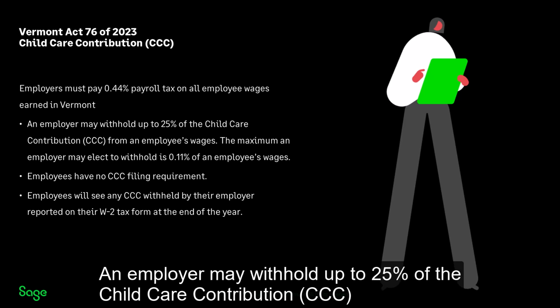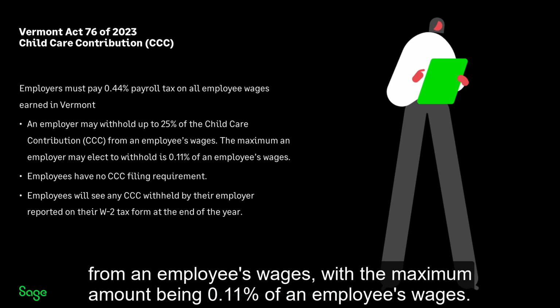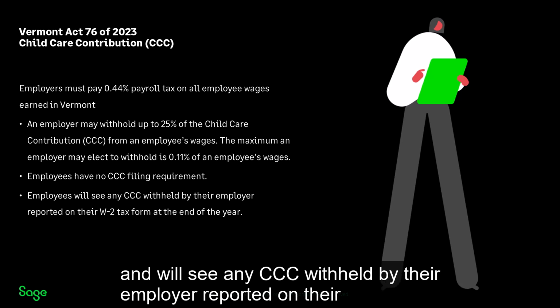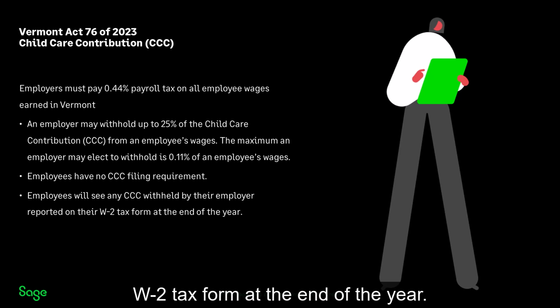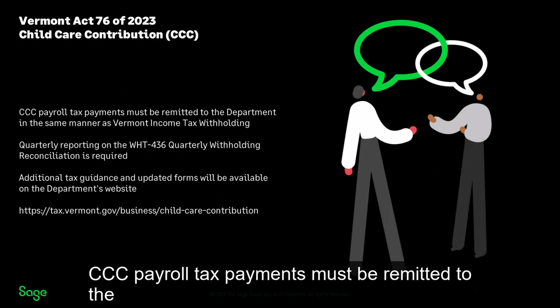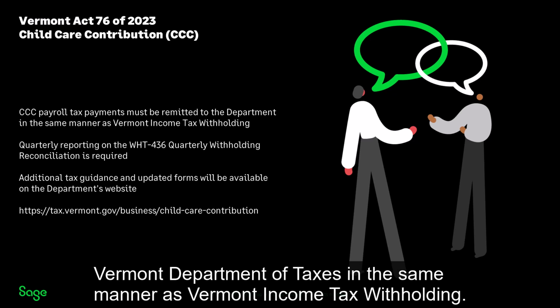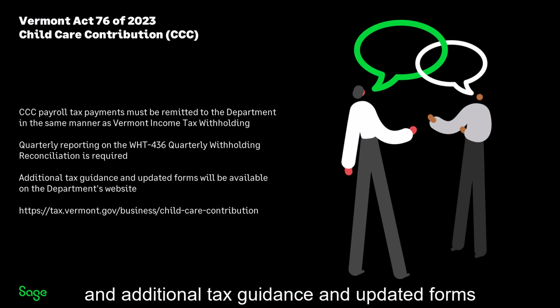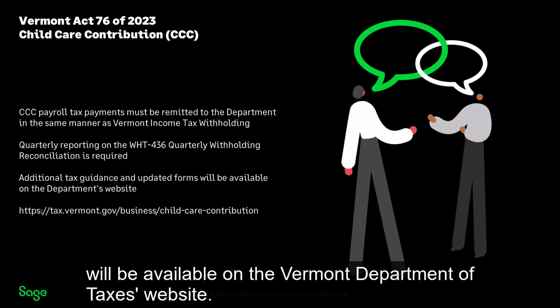An employer may withhold up to 25% of the Child Care Contribution, CCC, from an employee's wages, with the maximum amount being 0.11% of an employee's wages. Employees have no CCC filing requirement and will see any CCC withheld by their employer reported on their W-2 tax form at the end of the year. CCC payroll tax payments must be remitted to the Vermont Department of Taxes in the same manner as Vermont income tax withholding. Quarterly reporting on the WHT-436 quarterly withholding reconciliation is required, and additional tax guidance and updated forms will be available on the Vermont Department of Taxes website.